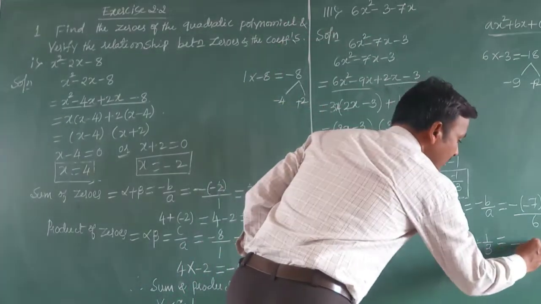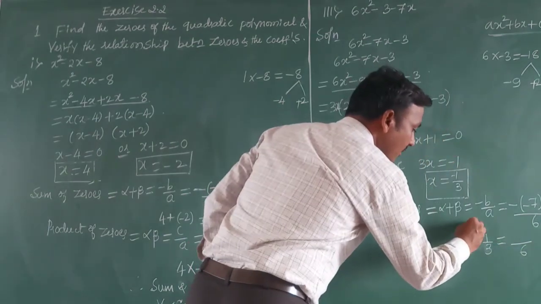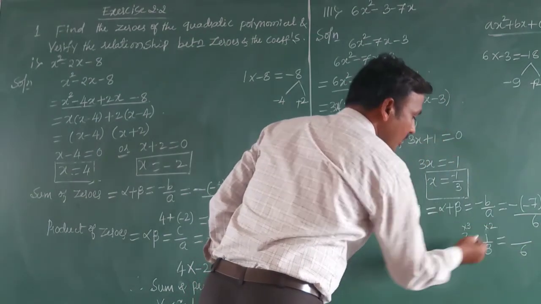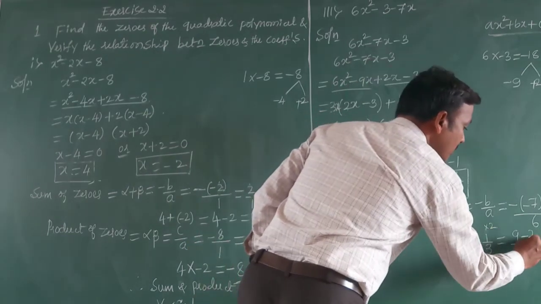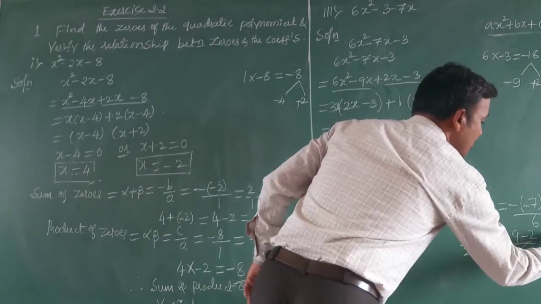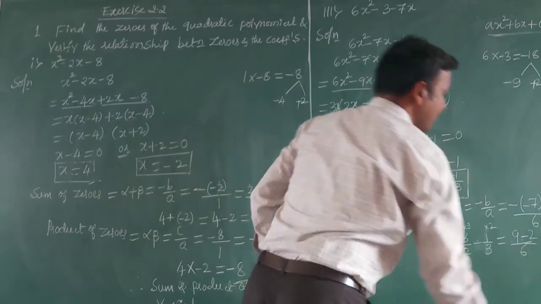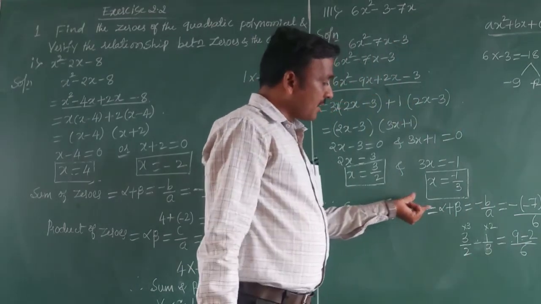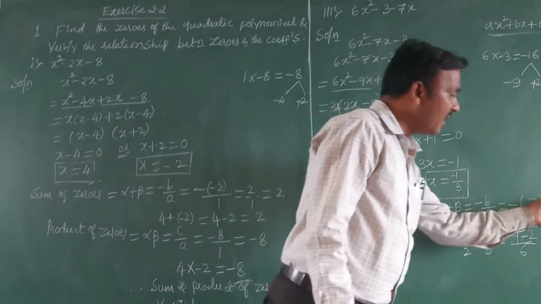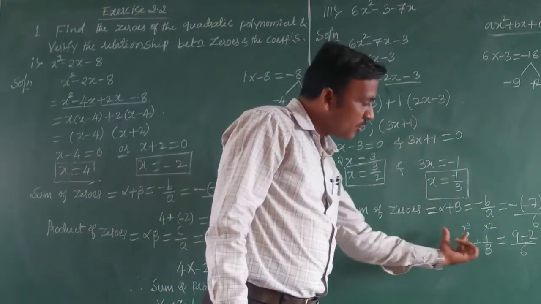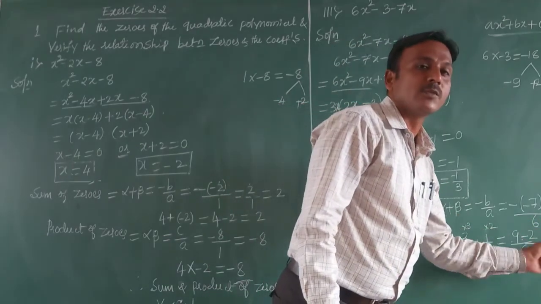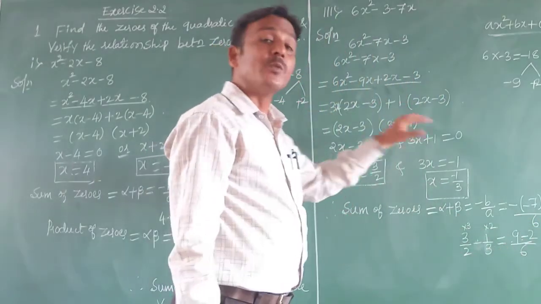Take the LCM. LCM is 6. The first should be multiplied by 3, the second should be multiplied by 2. 3 3s are 9. Minus 1 into 2 is minus 2. Now 9 minus 2 is 7 by 6. See, by using the relation alpha plus beta is equal to minus b by a, that gives us 7 by 6. Actually, we have two zeros. If we add these two zeros also, we will get 7 by 6. So, the sum of the two zeros is verified.